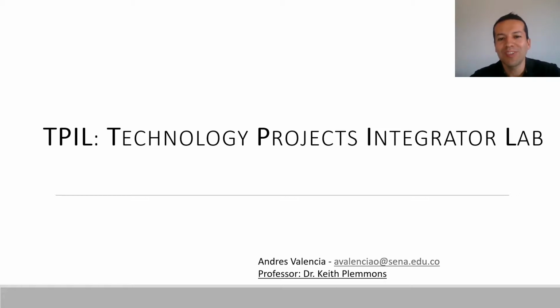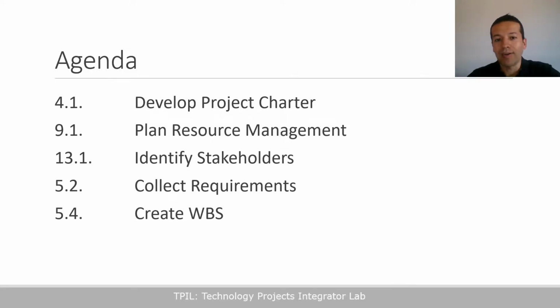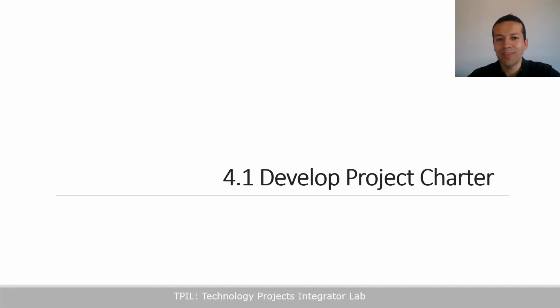Today, we are going to see the final presentation of the TPIL project, Technology Project Integrator Lab. The processes we'll see were based on the PMBOK Guide 6th edition. So let's get started. The processes we'll see are develop project charter, plan resource management, identify stakeholders, collect requirements, and create work breakdown structure. Let's start with the develop project charter process.